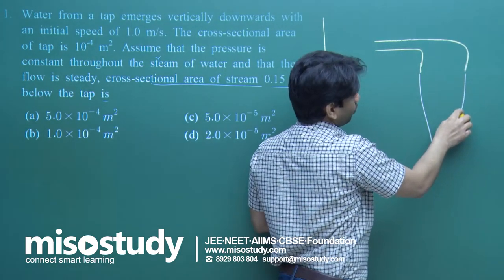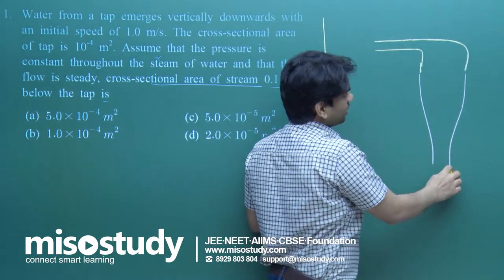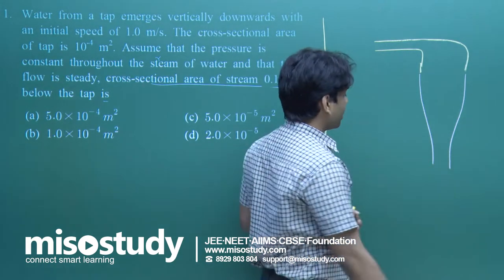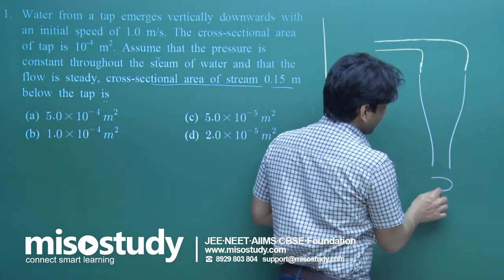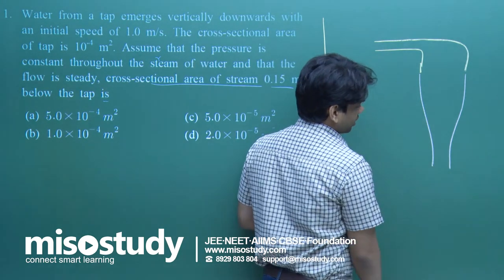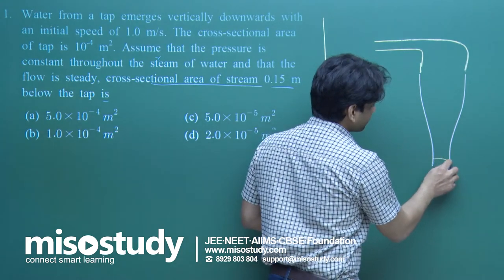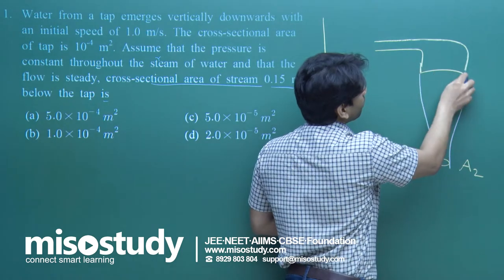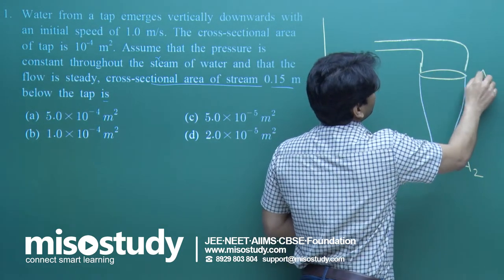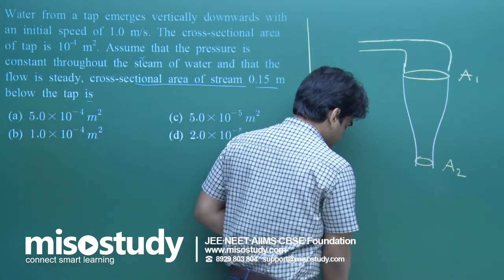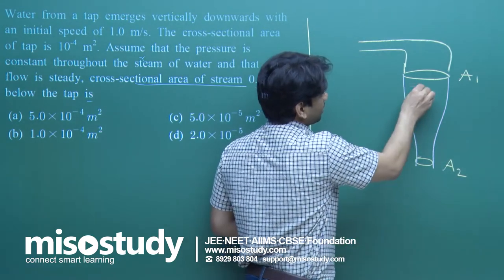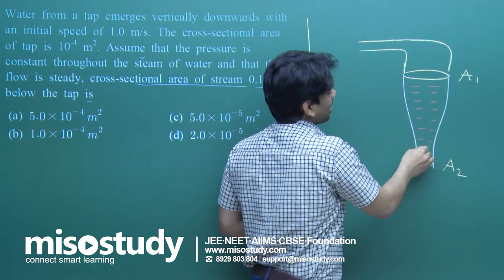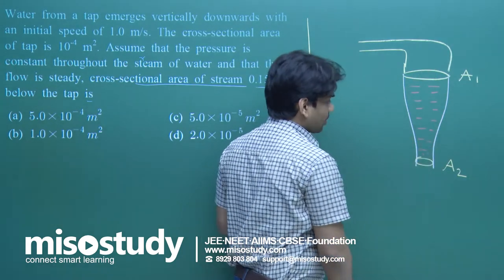If you have noticed, the water stream tapers at the bottom. It will be narrower at the bottom. So let's say the area of cross-section at the bottom is different, and let's say it's A2. The area of cross-section at the top is A1. So this is the water that is coming out through the tap. Try to understand that I have drawn a stream of water that is coming out from the tap.